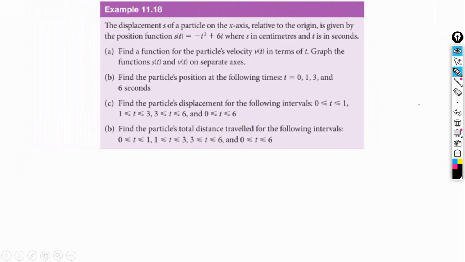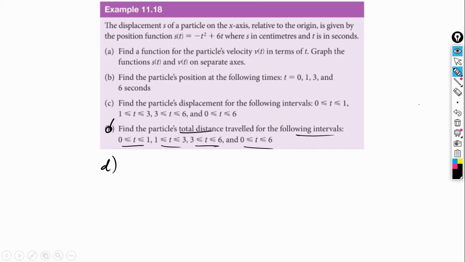Okay, so for D, not B, let's correct that here. This is D, not B. It says, find the particle's total distance traveled for the following intervals: between 0 and 1, between 1 and 3, between 3 and 6, and between 0 and 6. So what's the difference between distance and displacement? Well, with distance, we have to do the absolute value of the displacement. That's very important to remember.